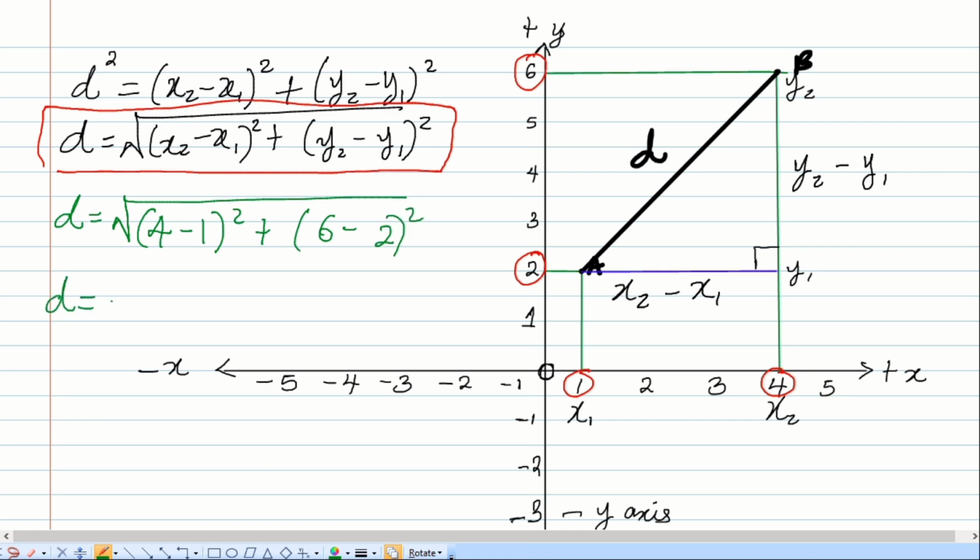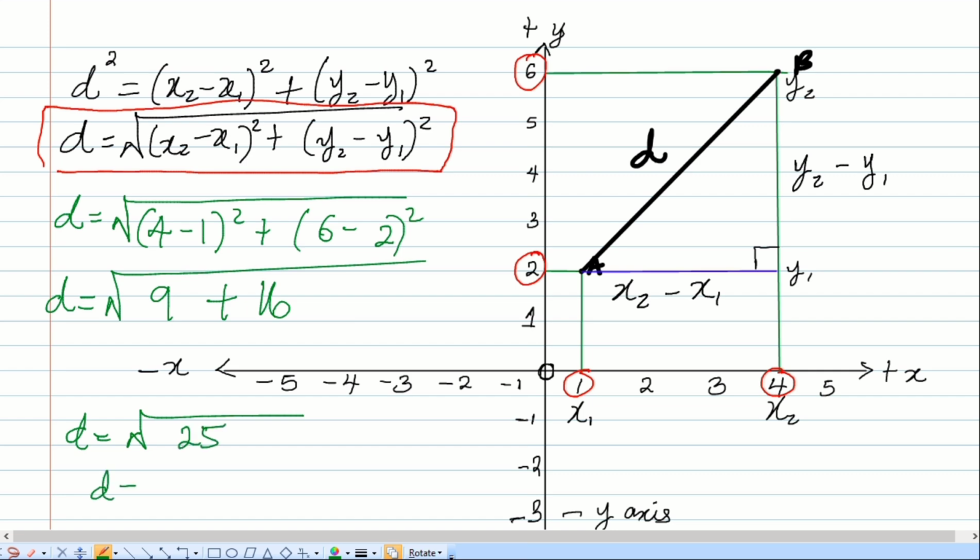So the distance between those 2 points would be the square root of 4 minus 1 is 3, 3 squared is 9, plus 6 minus 2 is 4, 4 squared is 16. So d would be the square root of 9 plus 16 is 25. So the distance between A and B will be 5 units. Alright, so this is for this particular problem. We can have a situation where the distance between them would be negative, positive, or anything depending on the coordinates that we're given. So I think this is basically it.